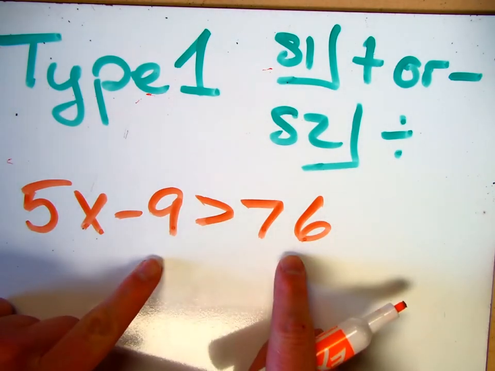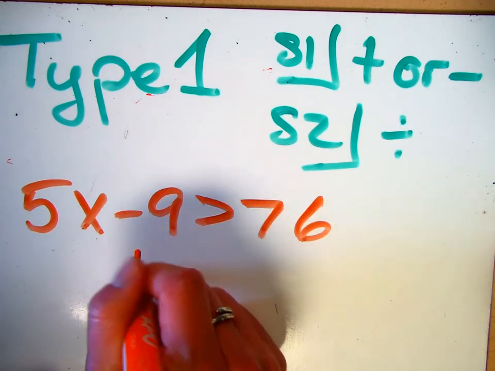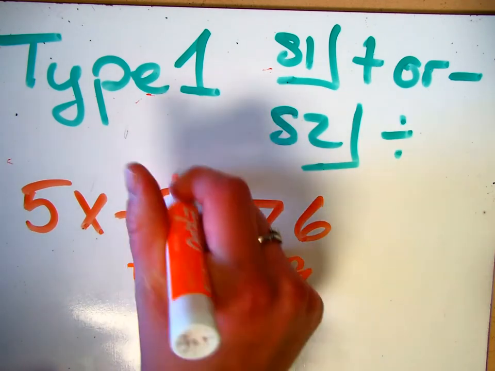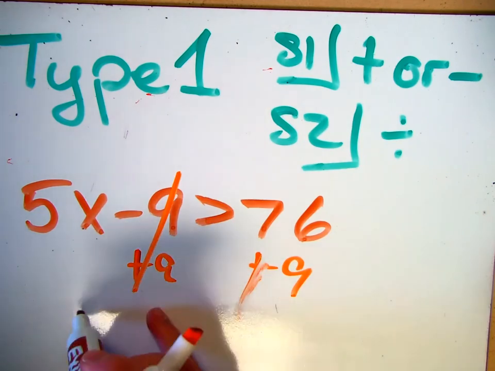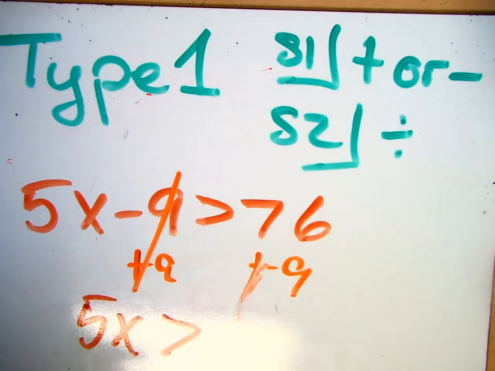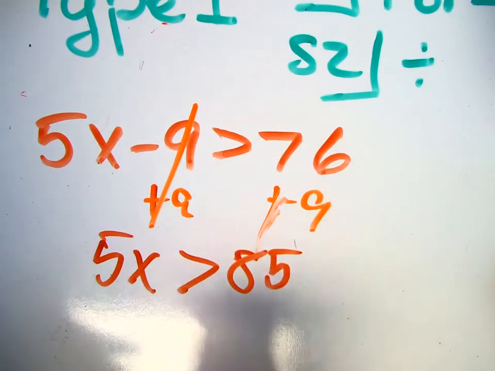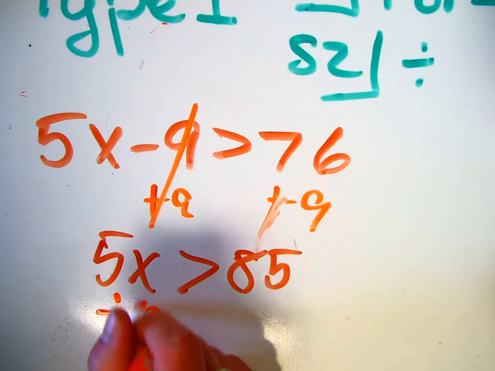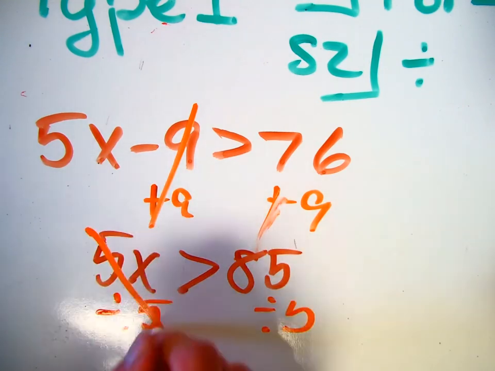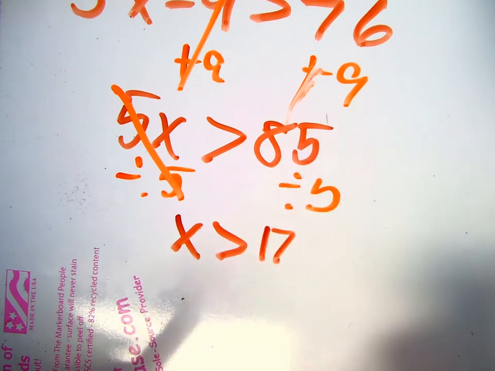We always start by getting our single numbers together first. So I'm going to do the opposite of minus 9, which is to add 9 to both sides. Those cross out. 5x comes down. Inequality stays the same. 76 plus 9 is 85. To get rid of the 5, I'm going to divide by 5 on both sides. The 5's will cross out. And 85 divided by 5 is 17.